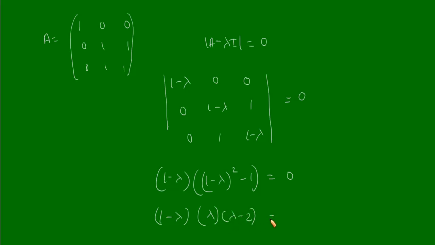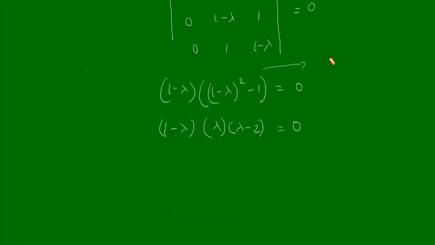Lambda minus 2 is equivalent to 0. If you expand this term, then you will get 1 plus lambda square minus 2 lambda, then minus 1. Minus 1 and 1 can be cancelled. And if you take lambda outside, then this will be lambda minus 2. So this shows that lambda is equal to 1 is one of the solutions. Other solution is lambda is equal to 0, and other one is lambda is equal to 2.